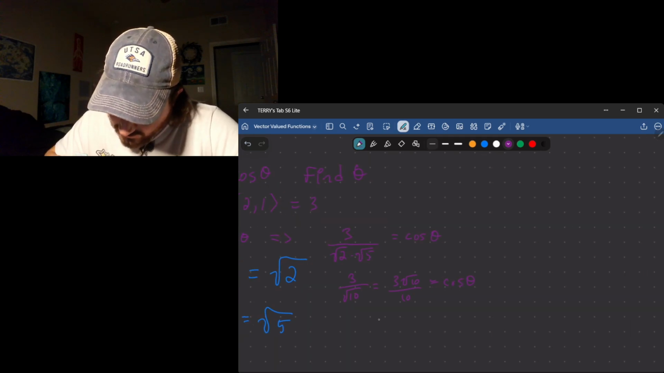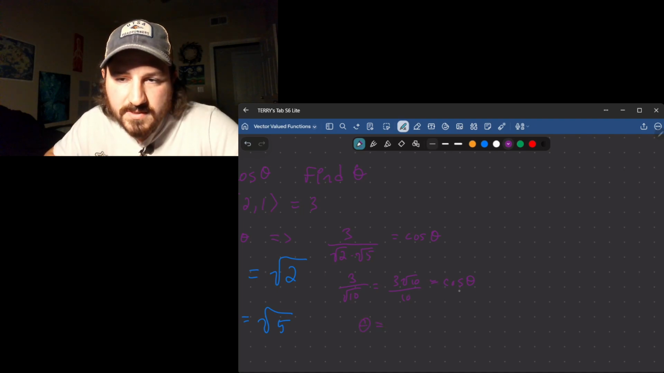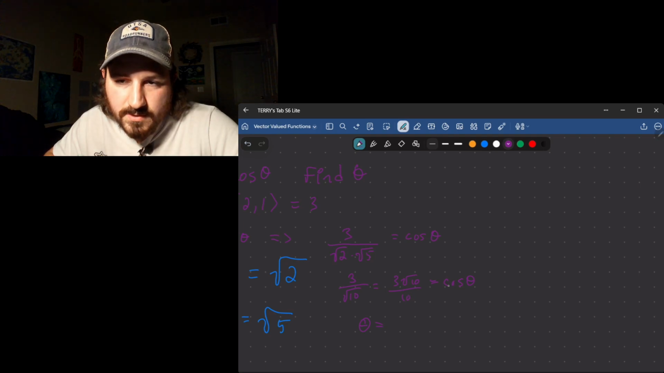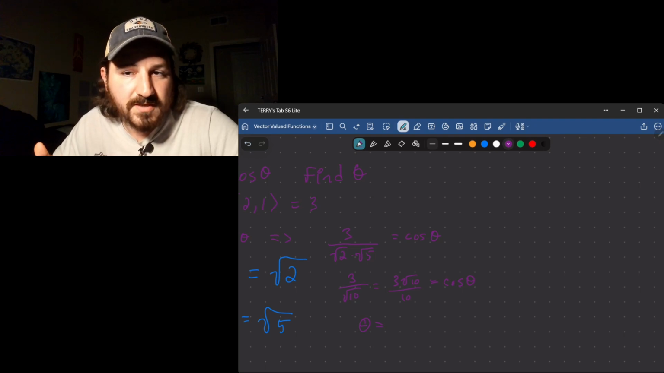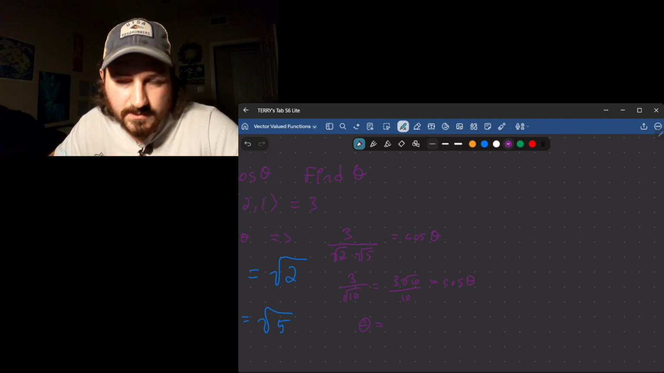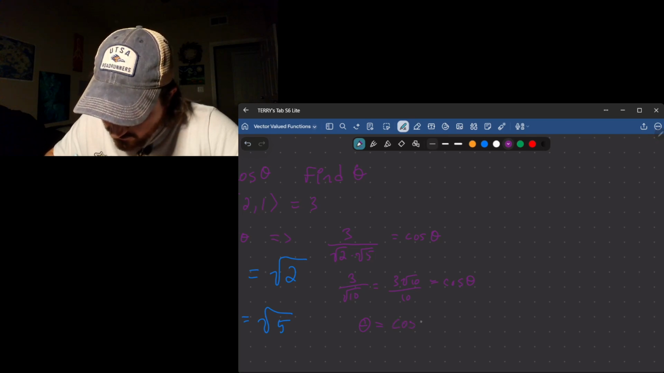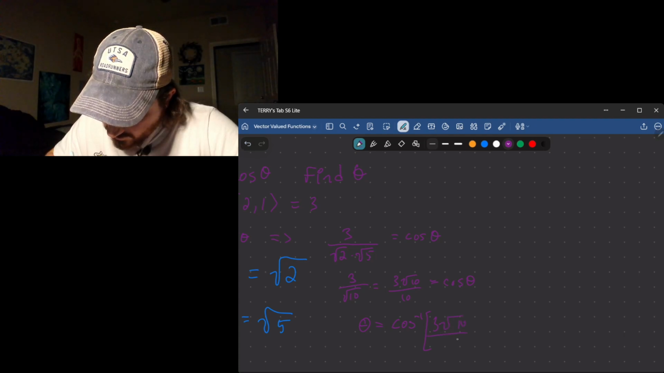And now all we have to do is our last little step, where we solve for theta by taking the inverse cosine of both sides. So inverse cosine of cosine theta. The inverse cosine is by definition the inverse of cosine, so they cancel, and you just get theta. And then we have cosine inverse of 3 root 10 over 10.